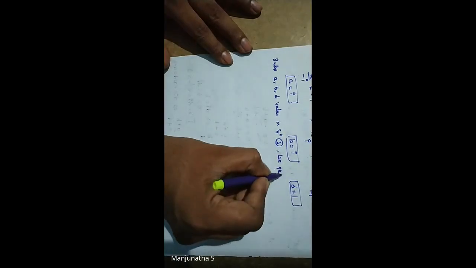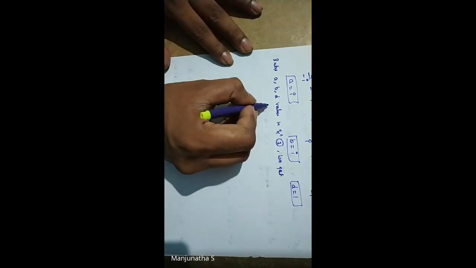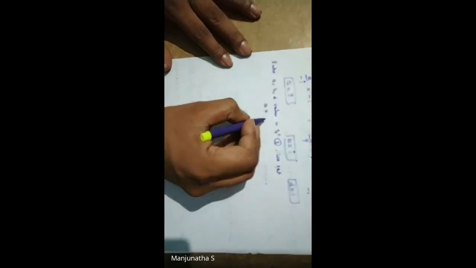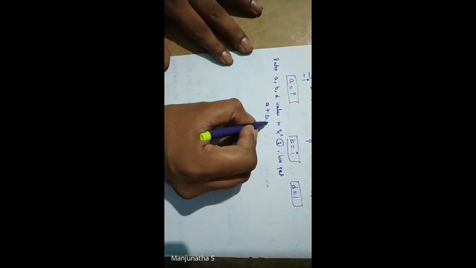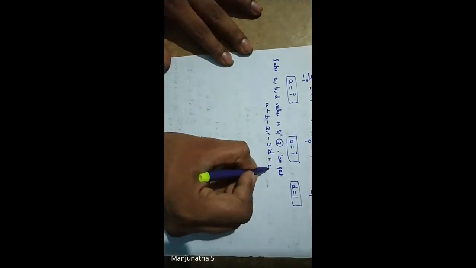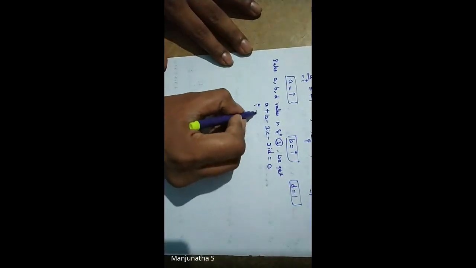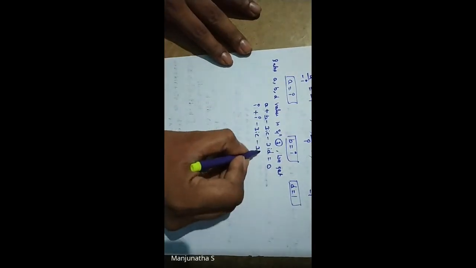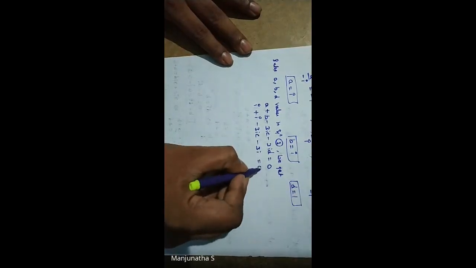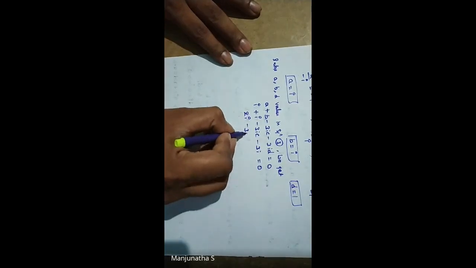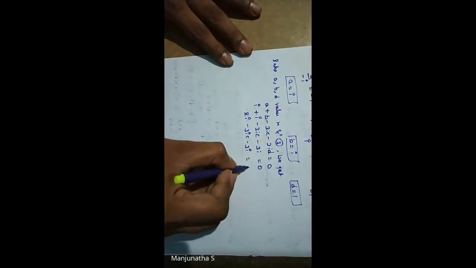So what is equation number 3? Equation number 3 is A plus B minus 3iC minus 3iD is equal to 0. So what is the A value? i. What is the B value? i. Minus 3iC minus 3i. What is the D value? 1. So 1 into 3i, 3i is equal to 0. So i plus i, 2i minus 3iC minus 3i is equal to 0.